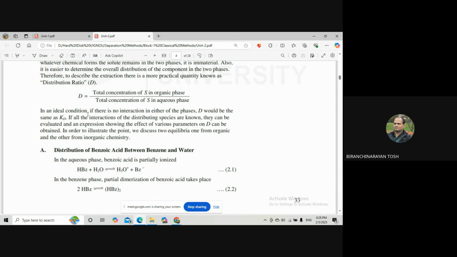In an ideal condition, if there is no interaction in either phase, D would be the same as KD. If all the interactions of the distributing species are known, they can be evaluated as an expression showing the effect of various parameters on D.